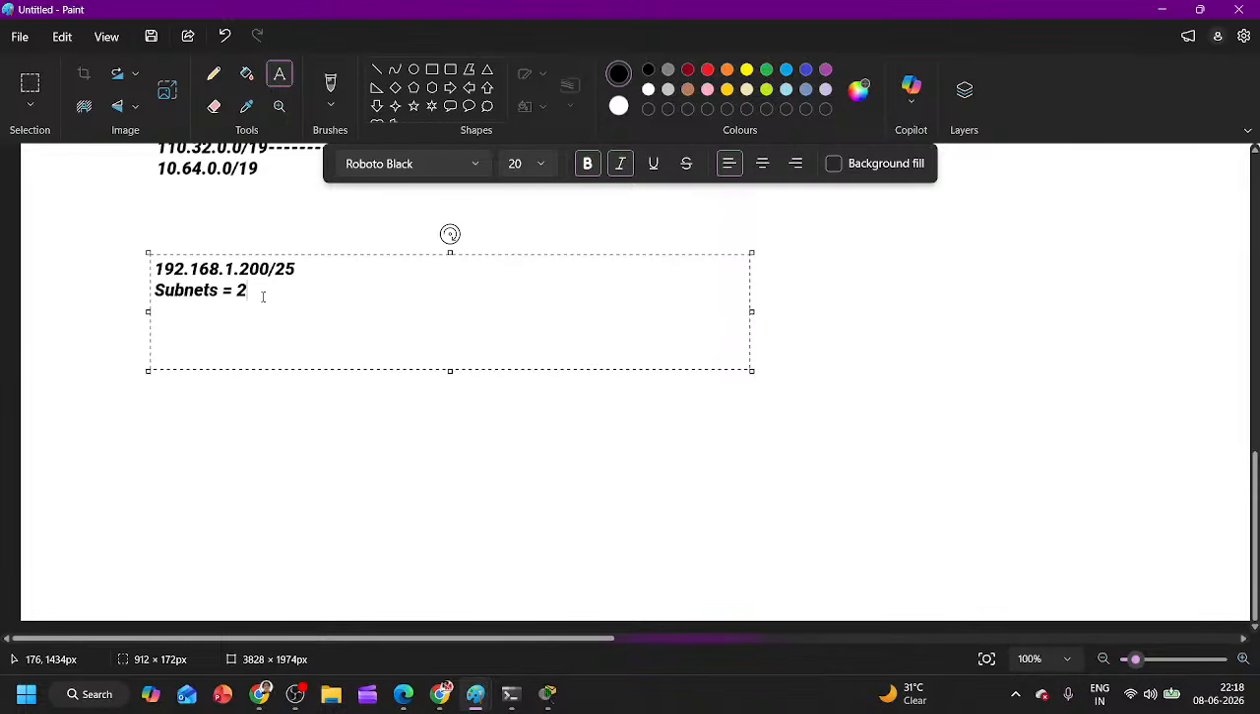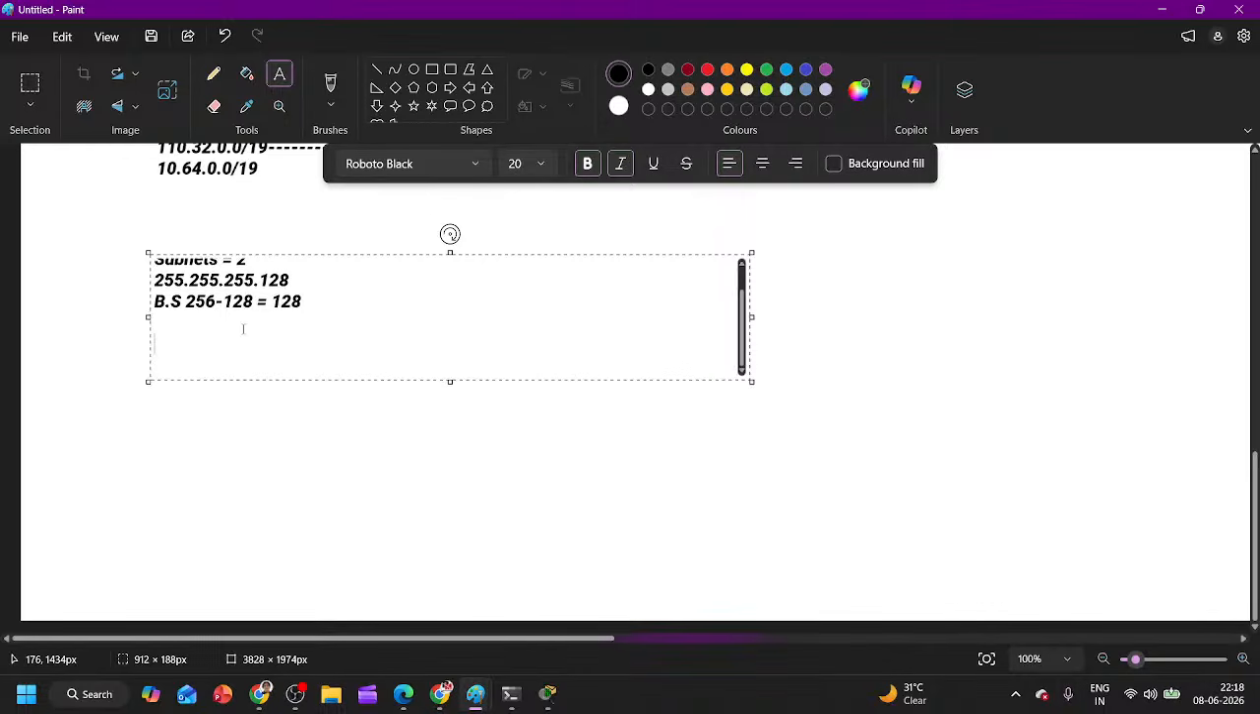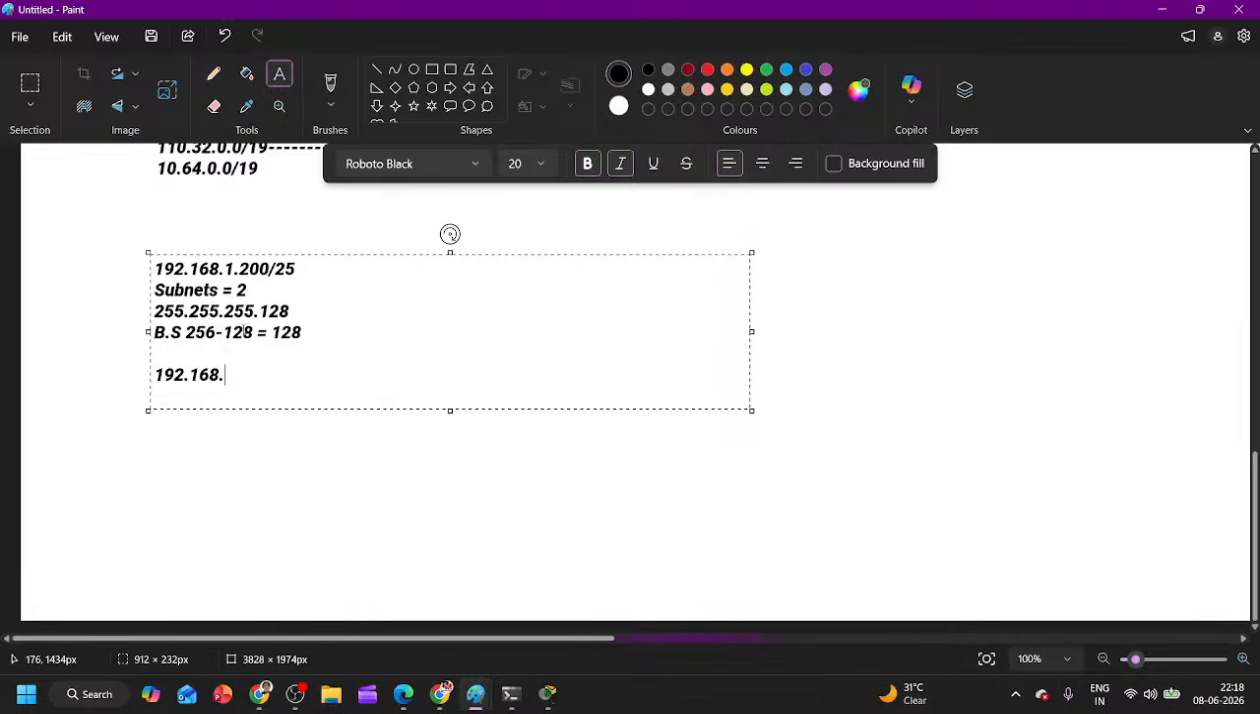Here you have borrowed 1 bit, and the block size is 256 minus the subnet mask, 128, yes, 255.255.255.128. So the block size is going to be 128 only. It means my first subnet is 192.168.1.0/25 and the second subnet is 192.168.1.128/25. In each network, how many users are there? How many usable IP addresses are there?